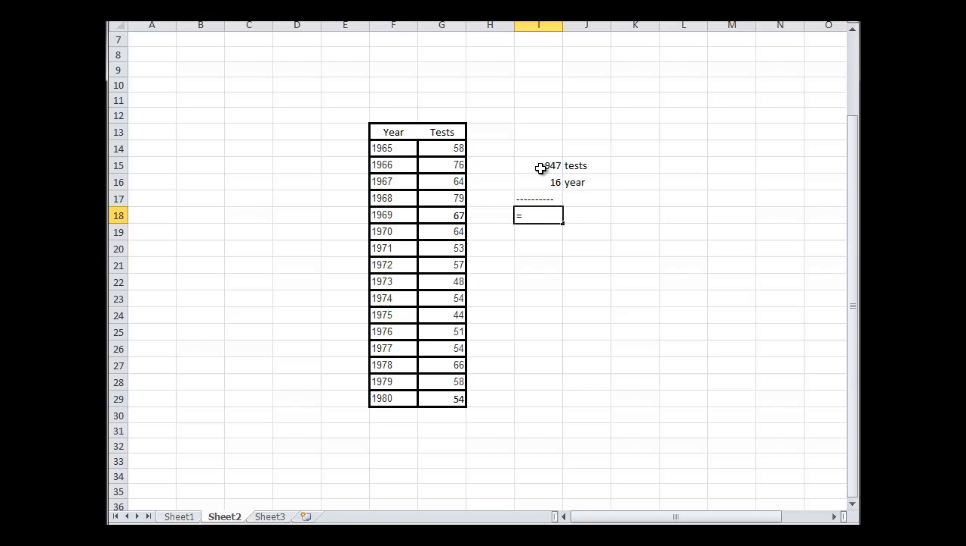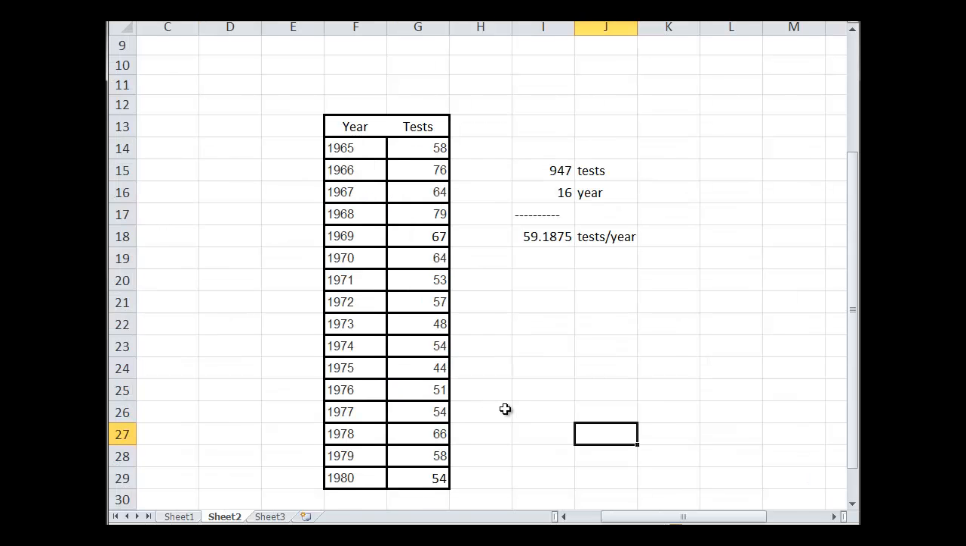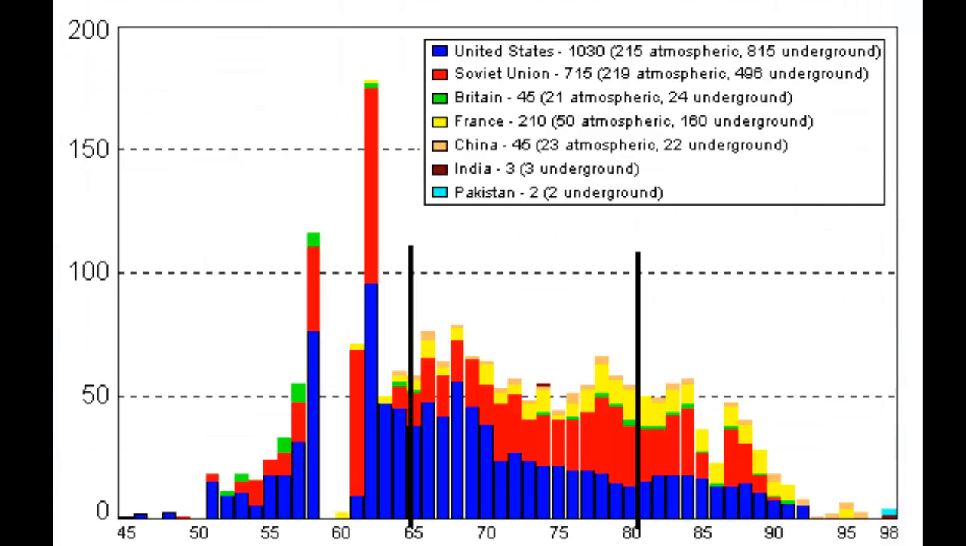And the rate is 947 divided by 16. We get 59.1, which is very close to our guess of 60 tests per year. Very important. Put the units on there. So there we've shown visually as well as numerically how to compute an average rate.